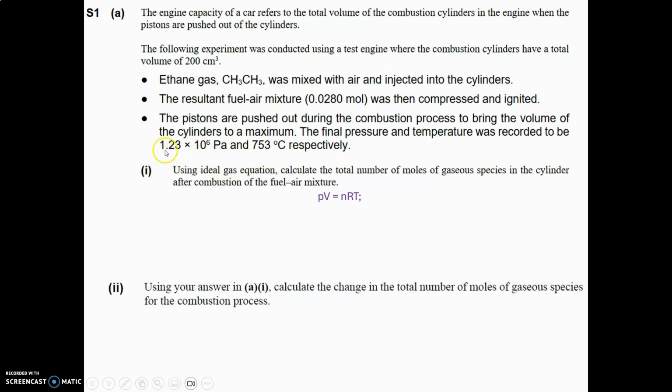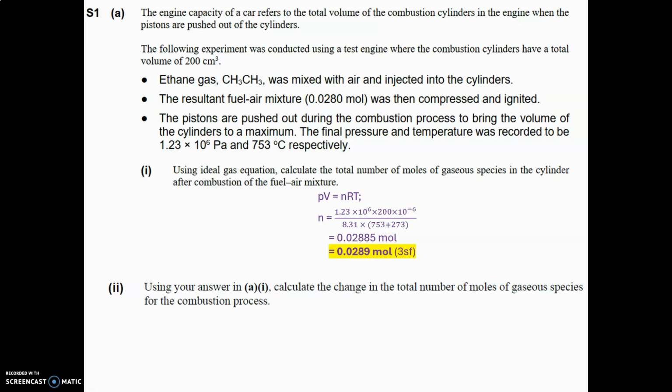My P here is 1.23 times 10 to the power of 6 pascals. Volume is 200 cm cube. We need to convert this to meters cube by multiplying by 10 to the power of negative 6. n is what we're trying to calculate. R is 8.31. T is 753; you need to add 273 to convert it to kelvins. So n will be PV over RT, which is 0.0289 moles to 3 s.f.